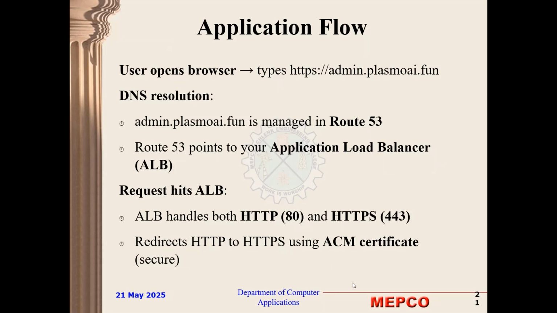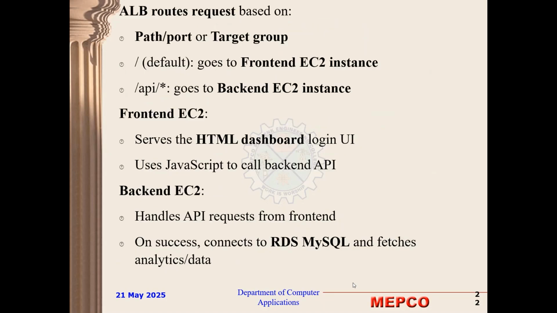This is the application flow. The user will open the browser, it will redirect to DNS resolution, which will point to the application load balancer. It will handle the HTTP and HTTPS requests. The HTTP will directly redirect to HTTPS using the ACM certificate. Then it will go to the front-end EC2 instance, then to the back-end EC2 instance. The front end is the HTML dashboard, and the back-end EC2 is MySQL.